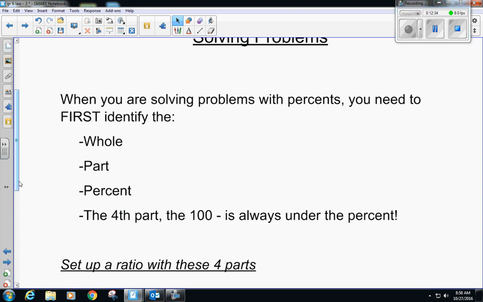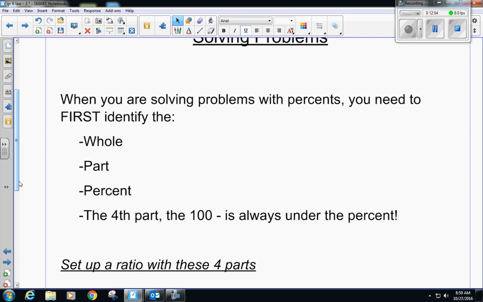Okay? There are 3 parts to the question, and then there's a 4th part that's always 100. And this is the same as the ratios and the proportions from earlier. We have the whole, all of it. We have the part. We have the percent. And then the 4th is always 100. Always. Because that's what the percent is as a fraction.